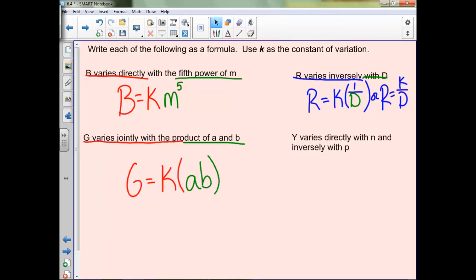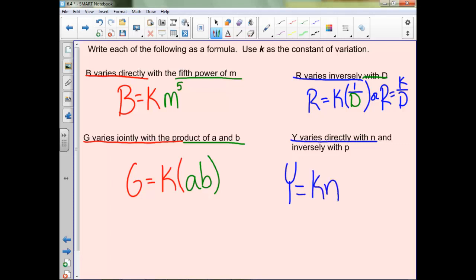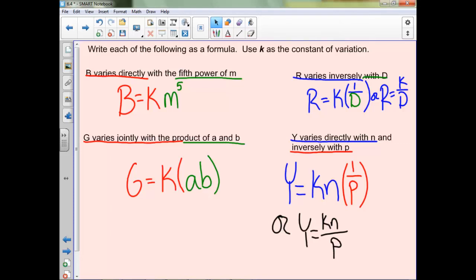This last one, we'll have Y varies directly with N, so that means Y varies directly with N, but also inversely with P, so that's the 1 over P. Or we could have Y equals, and then K and N both in the numerator, and just P in the denominator. Both of them are okay.